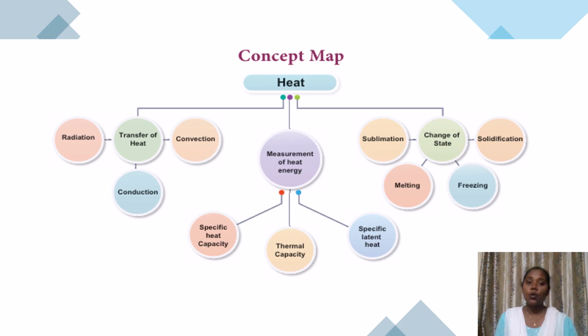Let's have a small recap on this chapter, heat. In this chapter, we have learned about the transfer of heat, which consists of radiation, conduction, and convection. And we also learned about the change of state, which is melting, freezing, solidification, and sublimation. Last but not the least, we also learned about the measurement of heat energy, which consists of specific heat capacity, specific latent heat, and thermal capacity.